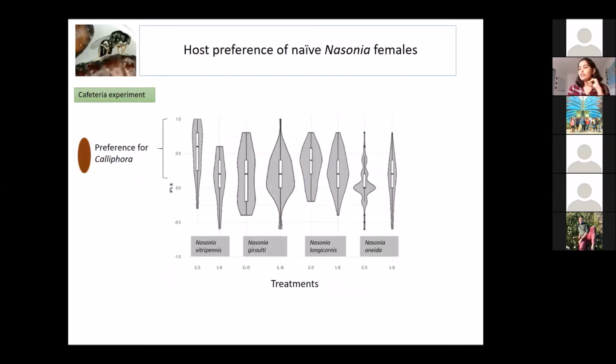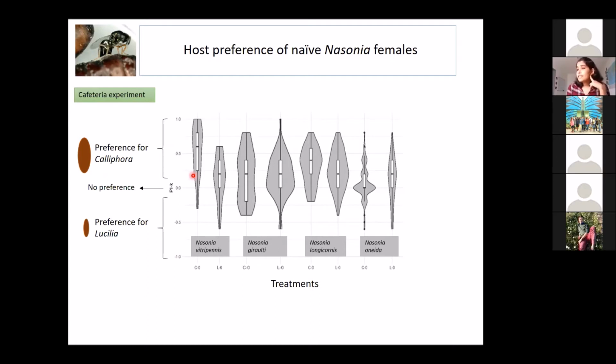Here I would like to show you what the preference index looks like. On the y-axis, the index ranges from +1 to -1, and on the x-axis, there are different treatments for all the 4 species. Here I'm only representing the naive wasps. A positive index represents a preference for Calliphora, and a negative index represents a preference for Lucilia. When the preference index is 0, they do not have any preference.